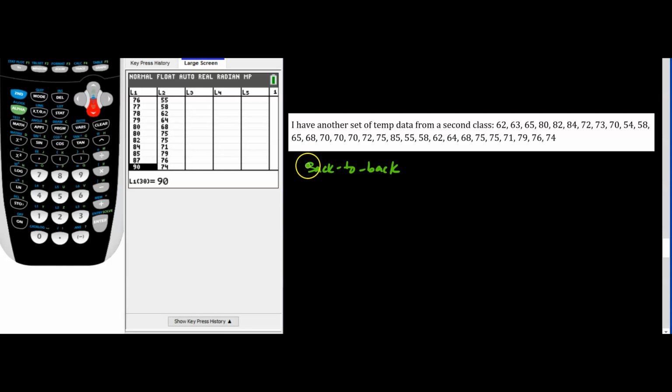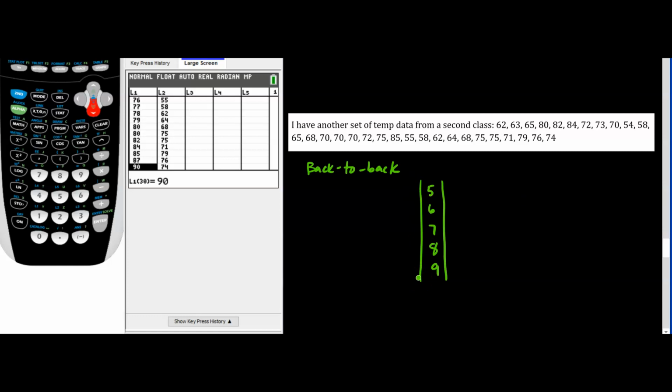So in this example, I said, let's pretend that I have a second class, and they've also reported their ideal outdoor temperatures. So if I have a second class and I want to compare those temps to my first class, then what I'm going to do with my back-to-back stem and leaf plot is the following. I'm going to have 5, 6, 7, 8, and 9. And I'll have my original stem and leaf plot on this right side. And then on the left side, I'm going to have my second class.